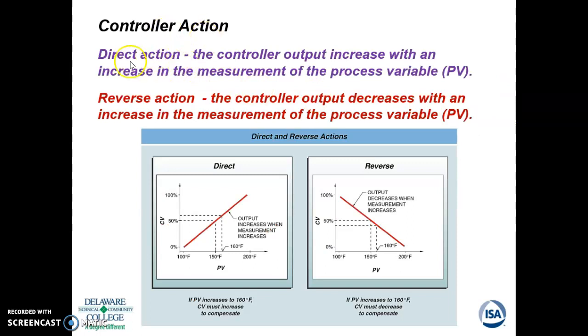All right, controller action first. Direct action means that the controller output will increase if there is an increase in the process variable. Reverse action is the controller output will decrease if there is an increase in the process variable. So let's do two examples here. Direct action was the first one we talked about with temperature control. If my furnace temperature needs to be increased, I increase the output to open my fuel valve.